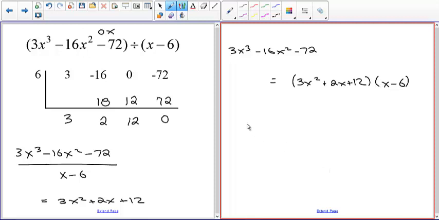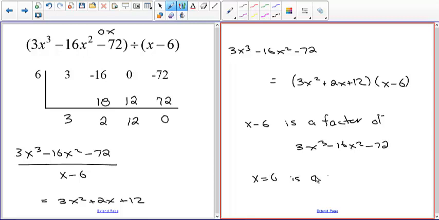Or you could say x minus 6 is a factor of 3x cubed minus 16x squared minus 72, or x equals 6 is a 0 of 3x cubed minus 16x squared minus 72. So there, we said there are different ways of saying the same thing.